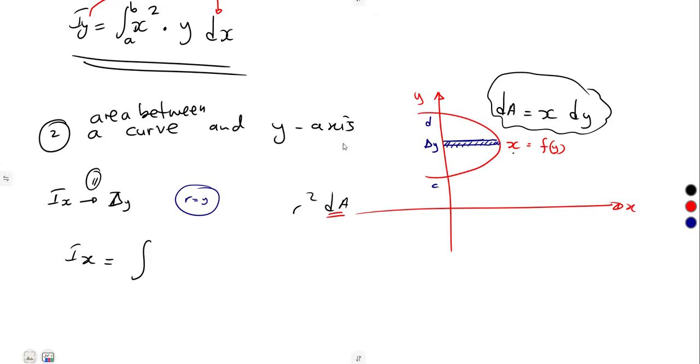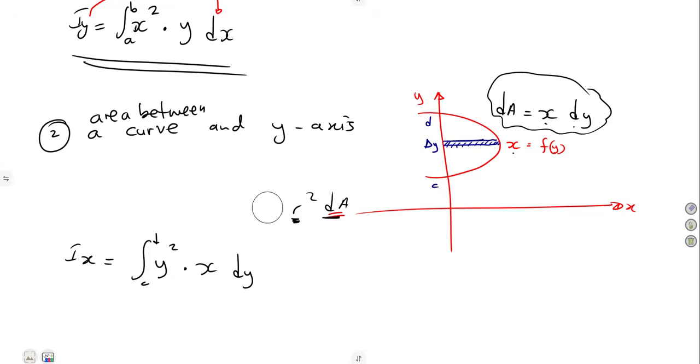So in this case, if you're going to use that formula, r squared, our r, because of Ix is y. Remember parallel. So we said r is equal to y. So it is going to be y squared times the dA, which is x dy, from C to D. So that is what you were going to have as the formula representing Ix, since r is equal to y.